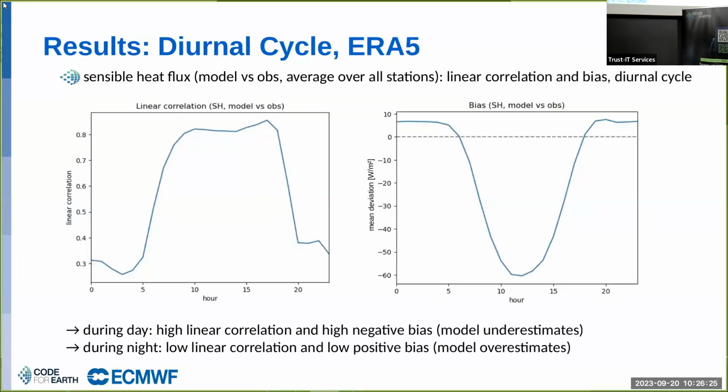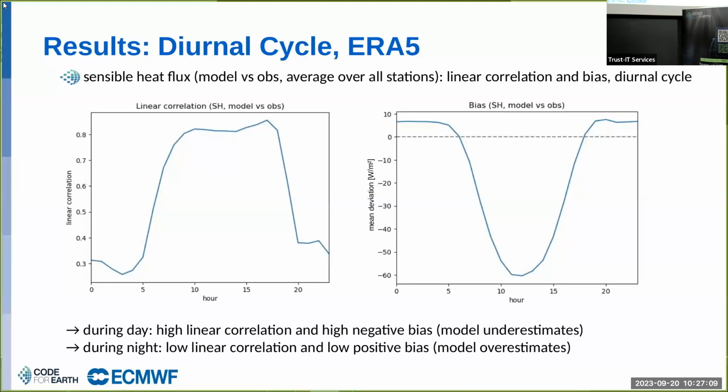You can now see on the x-axis the hour of the day, and in the left plot the linear correlation, averaged over all stations again. We see that during daytime, we have a very high linear correlation of 0.8, whereas during night and especially in early morning, we have a really low linear correlation of just about 0.3. If we look at the bias on the right plot, we see that the bias is very negative during daytime, up to -60 watt per square meter, and slightly positive during night, so 6 or 7 watt per square meter.